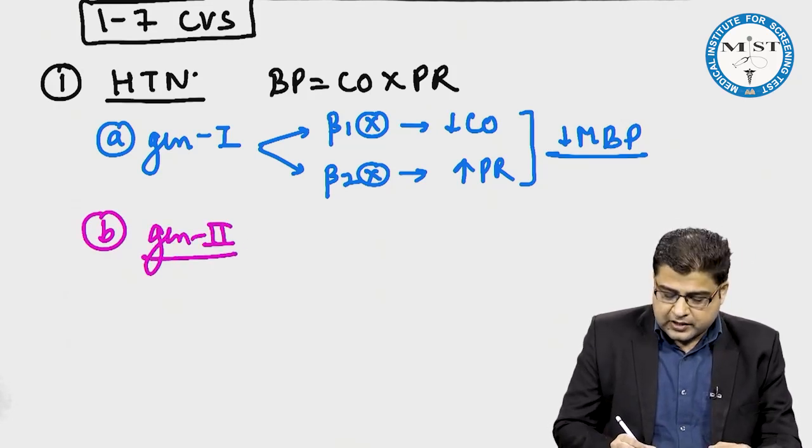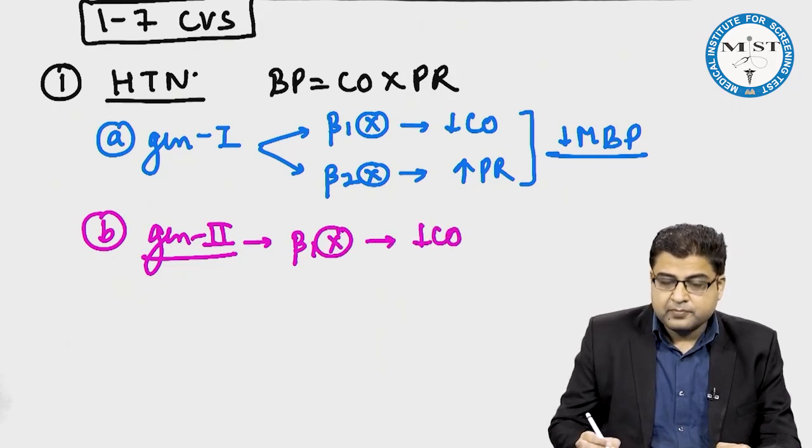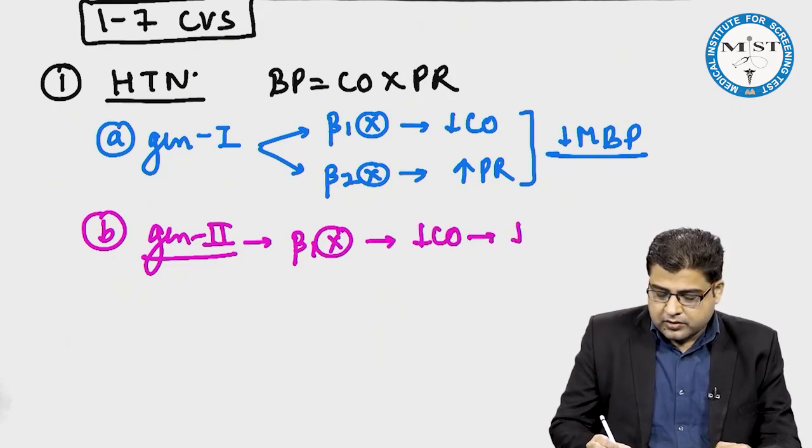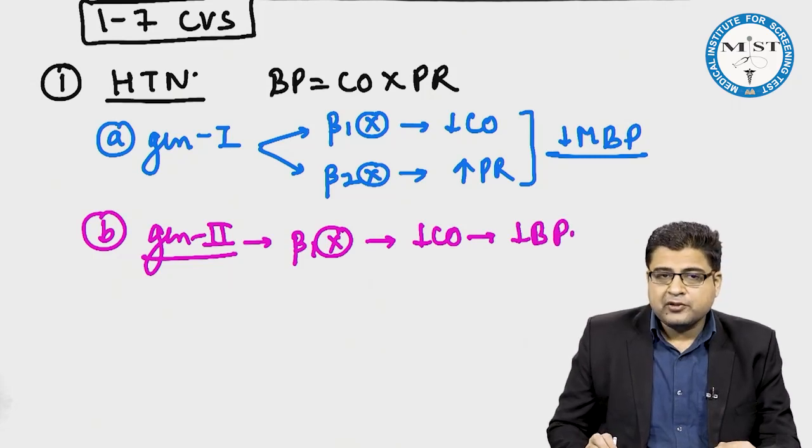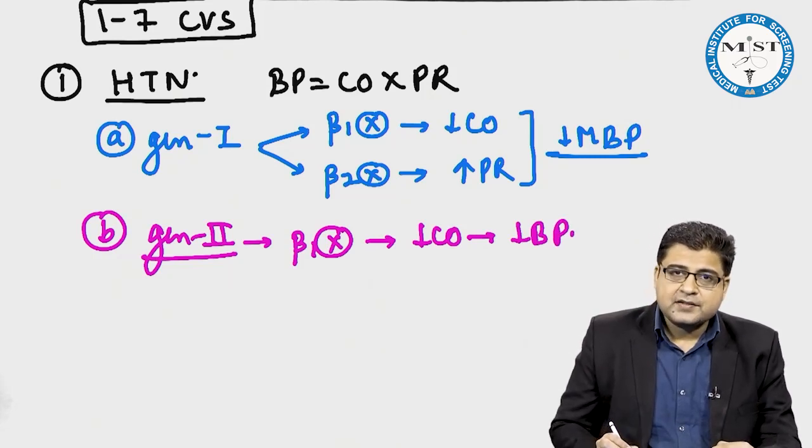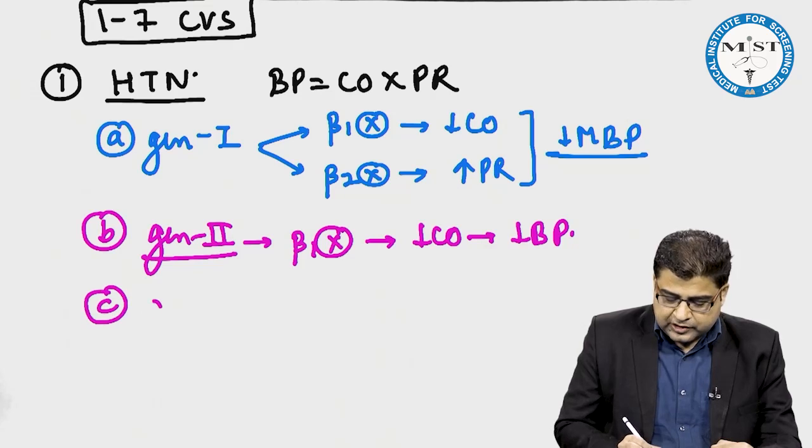Generation 2 medicines are blockers of only beta 1 receptor and therefore reduce cardiac output and are responsible for lowering blood pressure. So these medicines are used. Talk about generation 3 medicines.